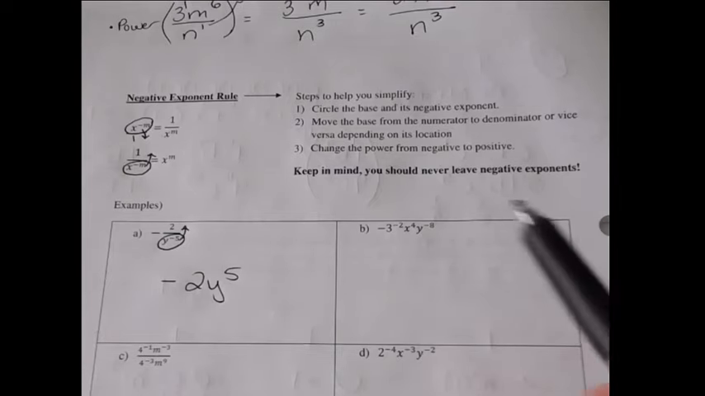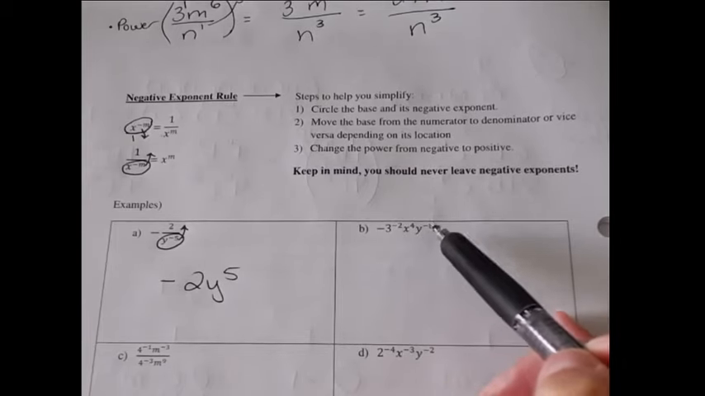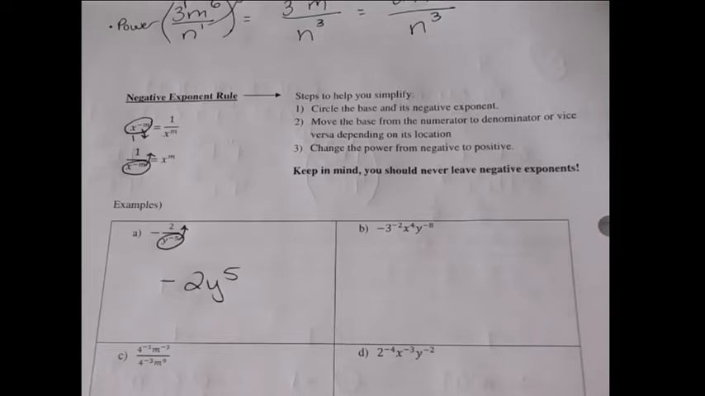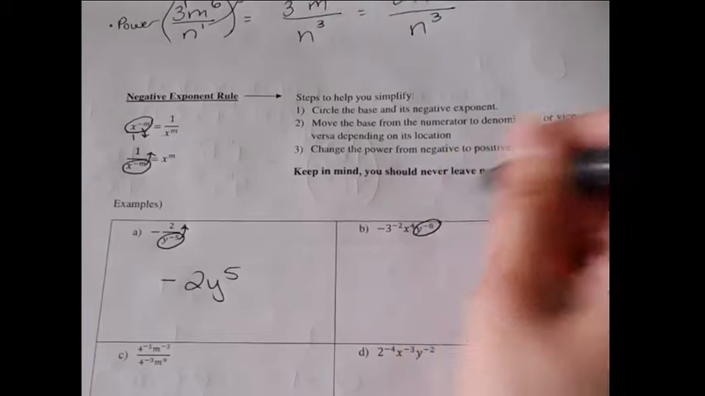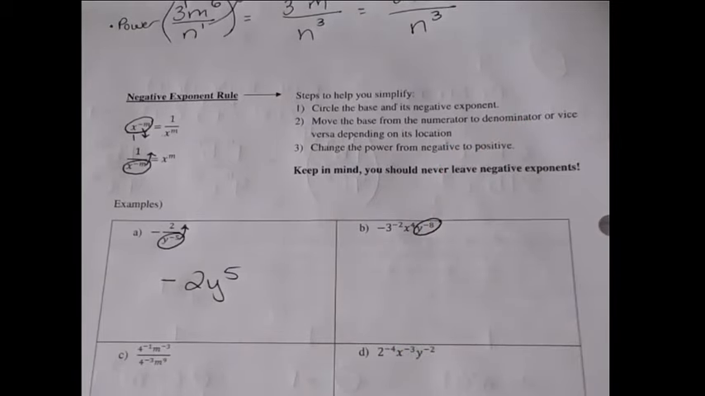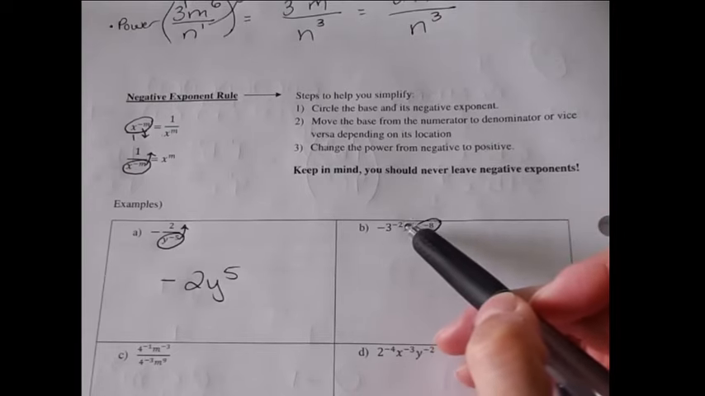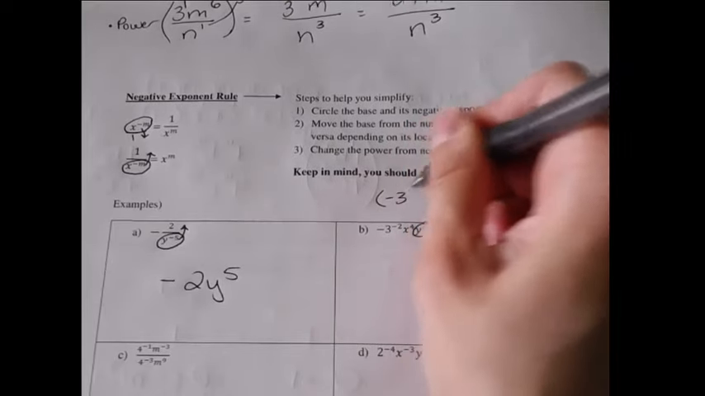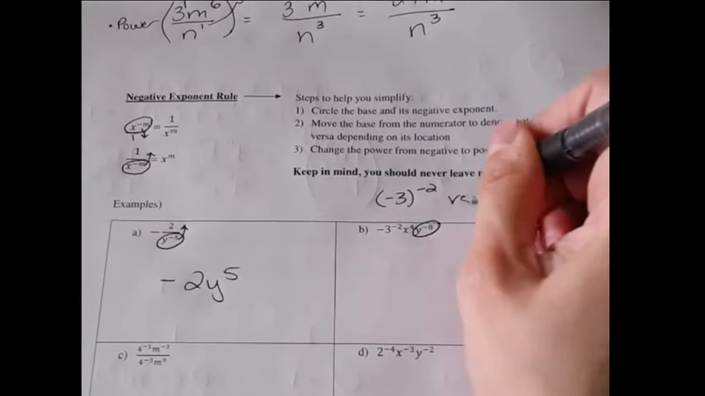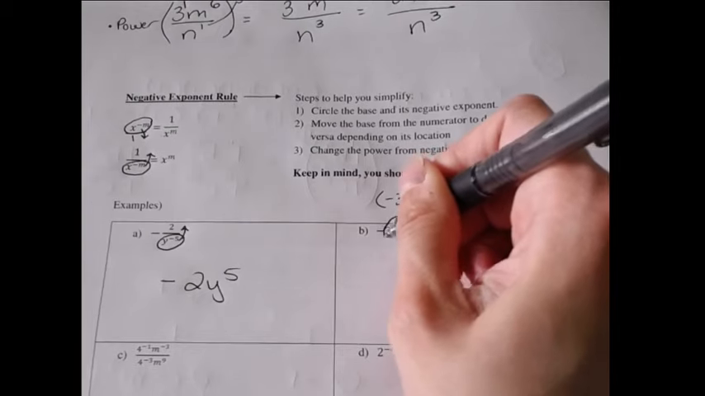Carefully, let's dissect this. We have (-3)^-2, x to the fourth, y to the negative 8. For a fact, we know that y is being raised to the negative 8th power. That's a good one. For a fact, we know that 3 is being raised to a negative 2, not negative 3. Remember the difference between using parentheses versus not using parentheses. So I'm going to circle the base being raised to the negative power.